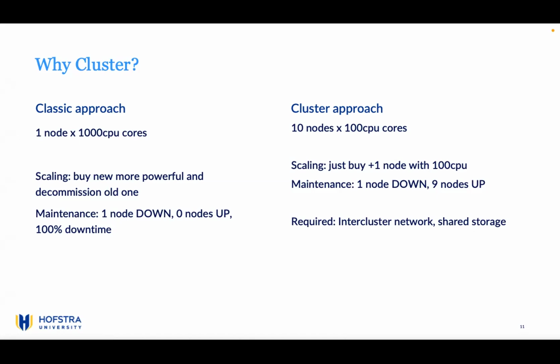But the cluster approach requires a good intercluster network. It means we have to connect the nodes in the cluster with each other. In our cluster, we use an InfiniBand network with 20 gigabits per second. It's a pretty good low-latency, high-speed network, and it's enough for our task, and it's a common approach for many top 500 clusters as well.